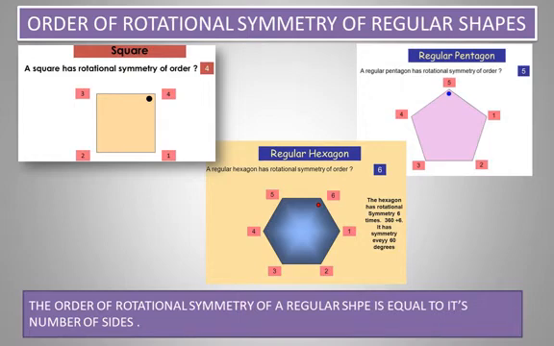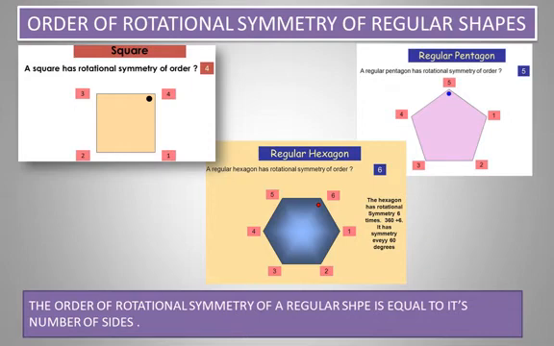4. Now when we move to the regular pentagon, at each vertex we can rotate. It will match 5 times to its original position when we rotate it through 360 degrees, or in a full rotation it will match 5 times to its original position. So it has rotational symmetry of order 5.